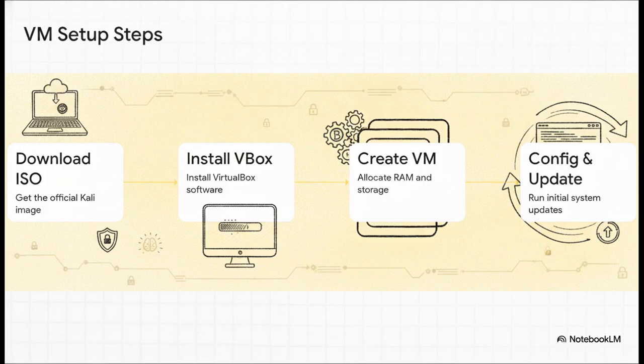First, download the official Kali Linux ISO image. Second, install virtualization software like VirtualBox. Third, spin up a new virtual machine, allocating it a chunk of your RAM and storage. And finally, run the initial configurations and updates.